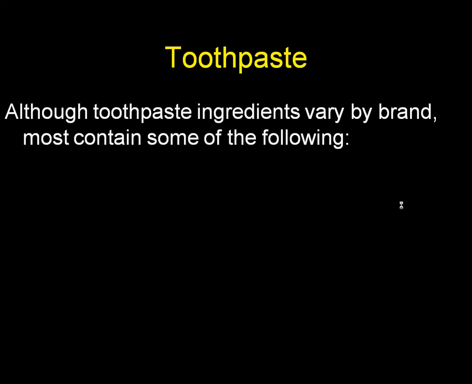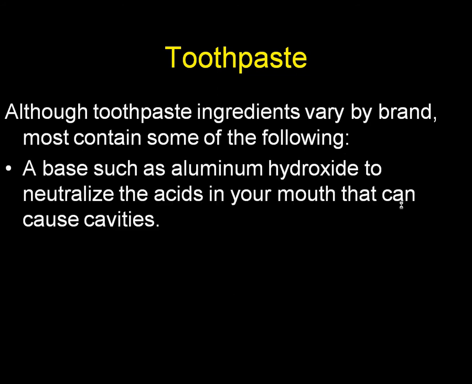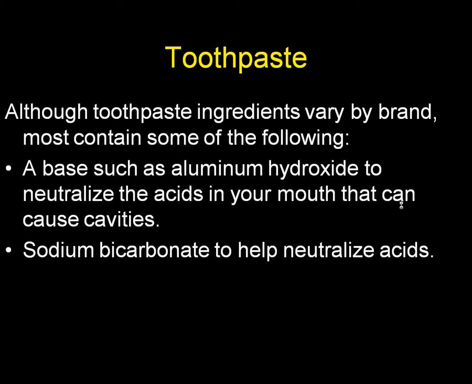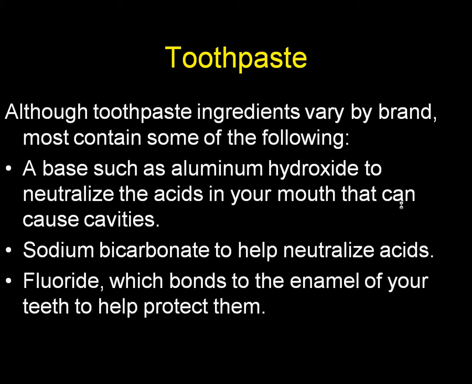In toothpaste, most types of toothpaste contain a base such as aluminum hydroxide to neutralize the acids in your mouth that can cause cavities, sodium bicarbonate to help neutralize acids, and fluoride, which binds to the enamel of your teeth to help protect them.